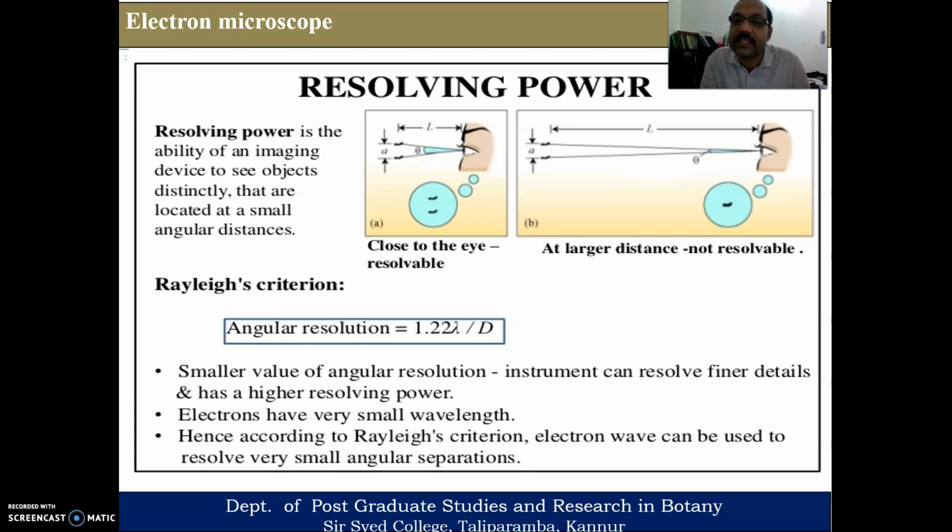So remember to answer this question. That is, the angular resolution of the electron microscope, or the resolving power, is nothing but 1.22 lambda by d. A smaller value of angular resolution means the instrument can resolve finer details and has a higher resolving power. Electrons have very small wavelength. Hence, according to Rayleigh's criterion, electron waves can be used to resolve very small angular separation.